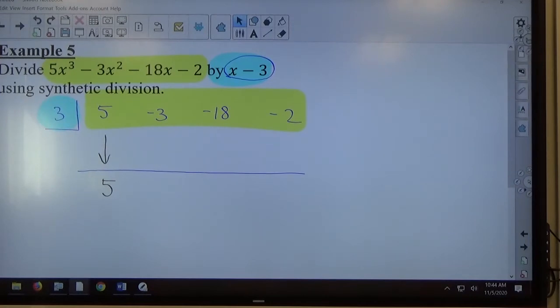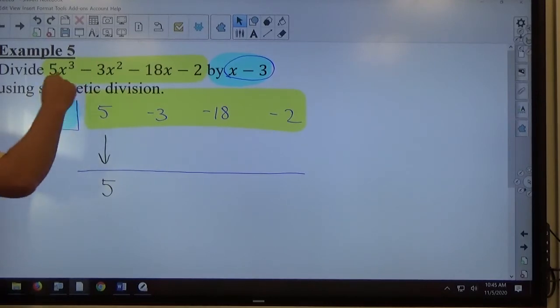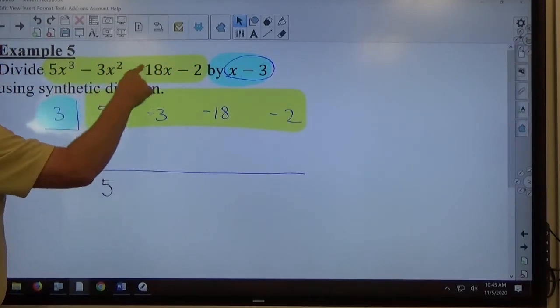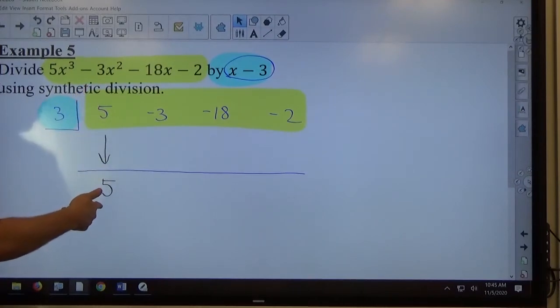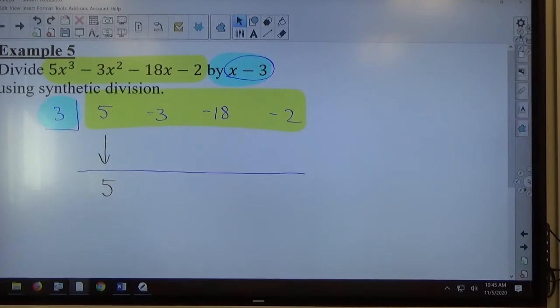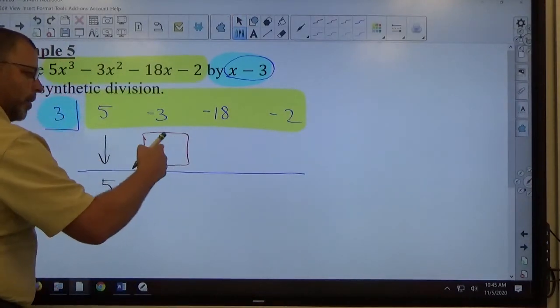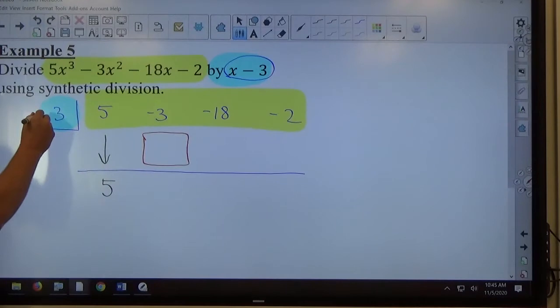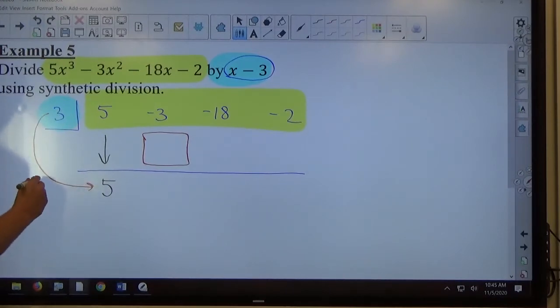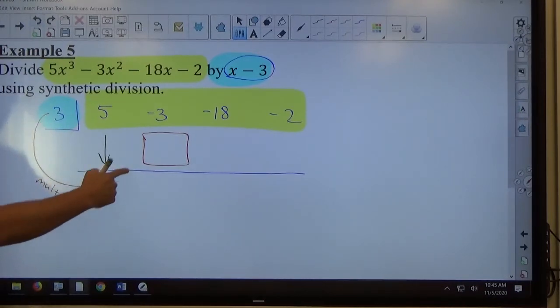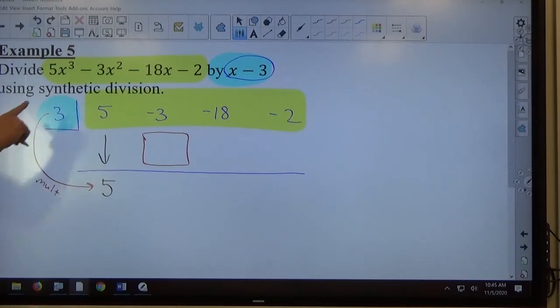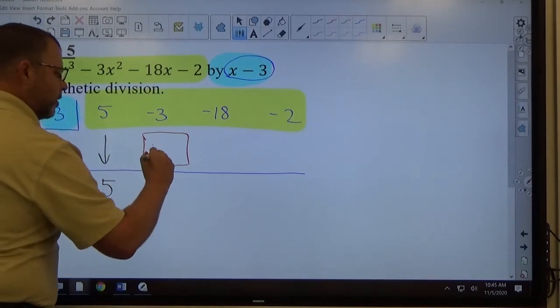Okay. That's how you set up synthetic division. Everything comes from somewhere. This comes from there, these come from here, and whatever this number is gets below the bar. All right? Once we set it up, now we're ready to get the answer. Okay, here's how we're going to get each answer. We get a number here by multiplying these together. So I'm going to take whatever this is, and I'm going to multiply it by that number to get this number. Signs matter. Positive 3 times positive 5 makes positive 15.